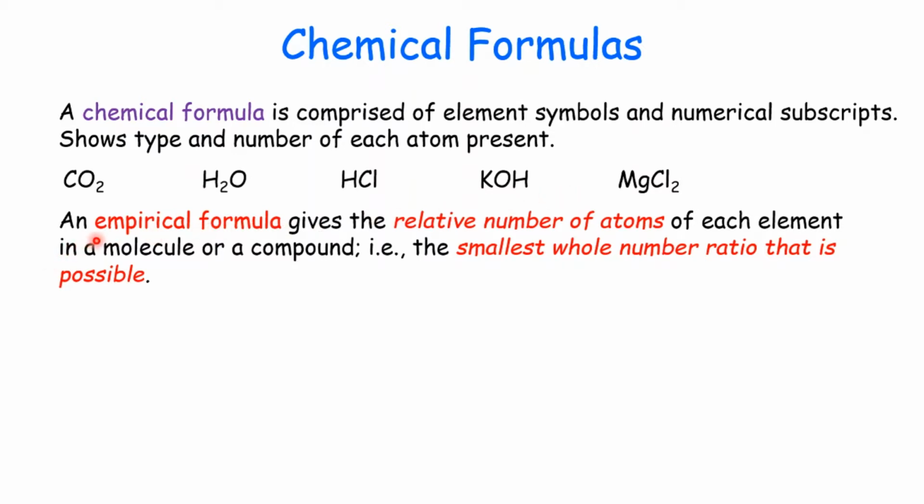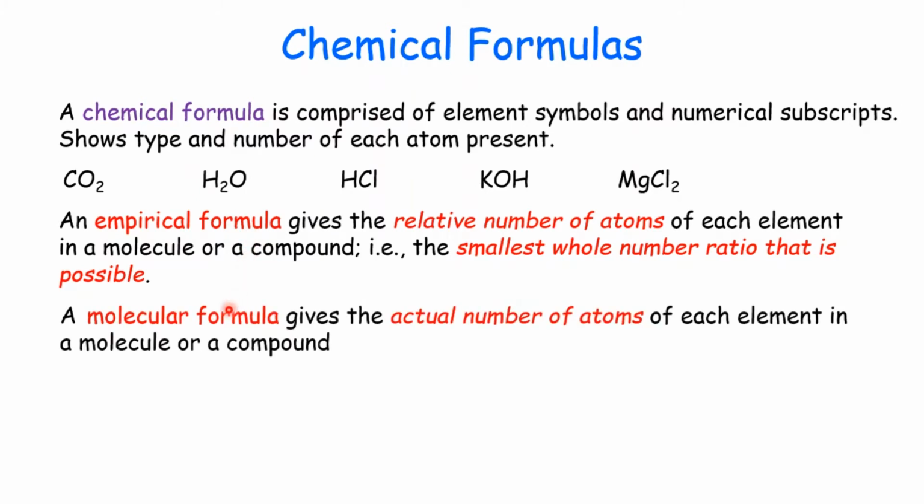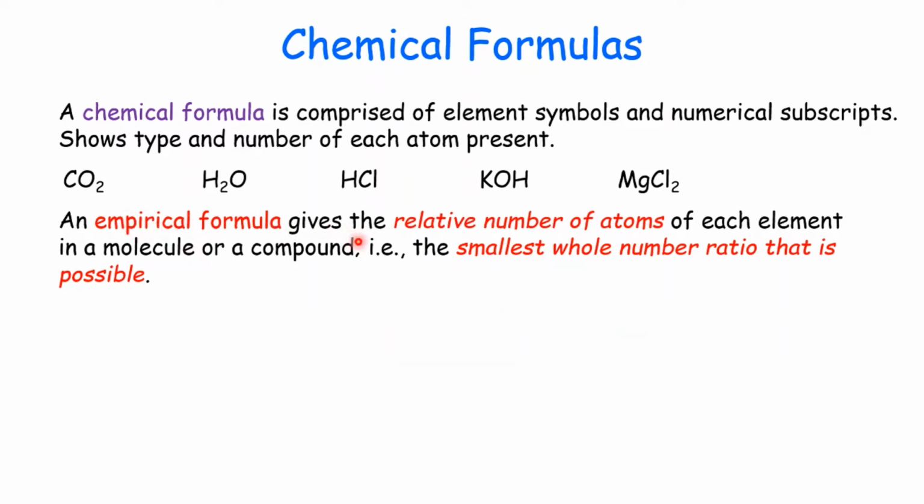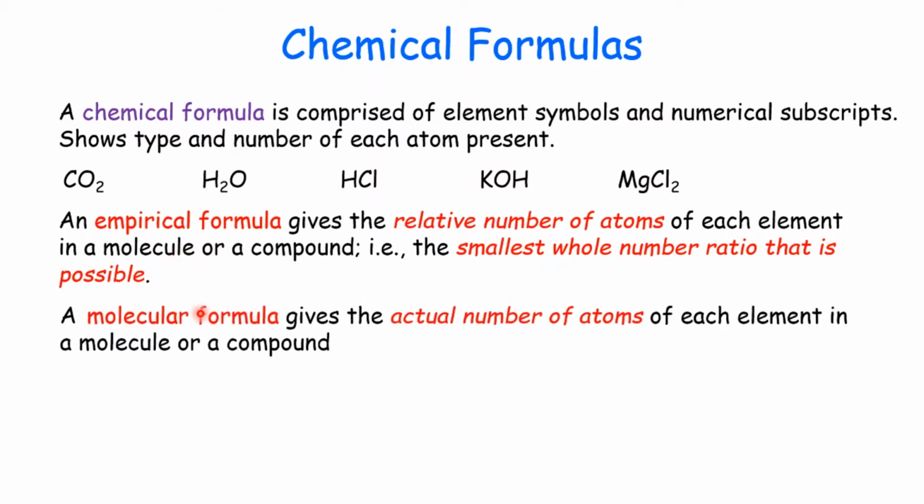Mainly there are two types of formulas. One is an empirical formula, and the other one is actually molecular formula. Okay, so empirical formula indicates the relative number of atoms of each element in a molecule or compound. In other words, it uses the smallest whole number ratio possible. So that's the empirical formula.